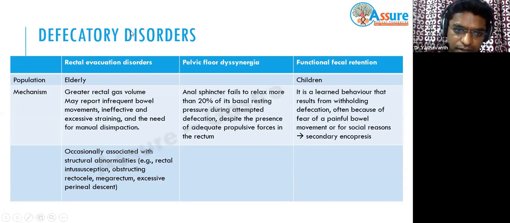And this, I put it because they have given it in Schlesinger, but I don't want you to make a differential between rectal evacuation and pelvic floor dyssynergia. For all gross and practical purposes, both are the same. The only thing you might need to know is functional fecal retention, which occurs in children.